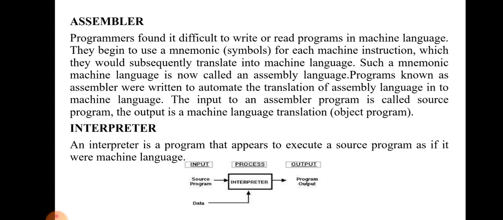The main difference between compiler and interpreter is that both are translators, but the compiler translates the whole program before execution, while the interpreter translates the program line by line. This is the main difference, but the concept is the same.